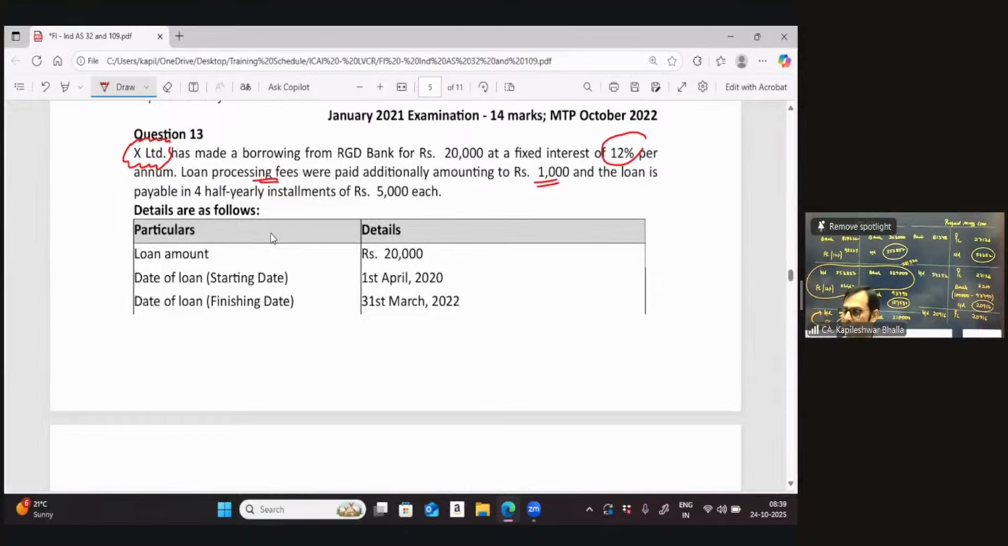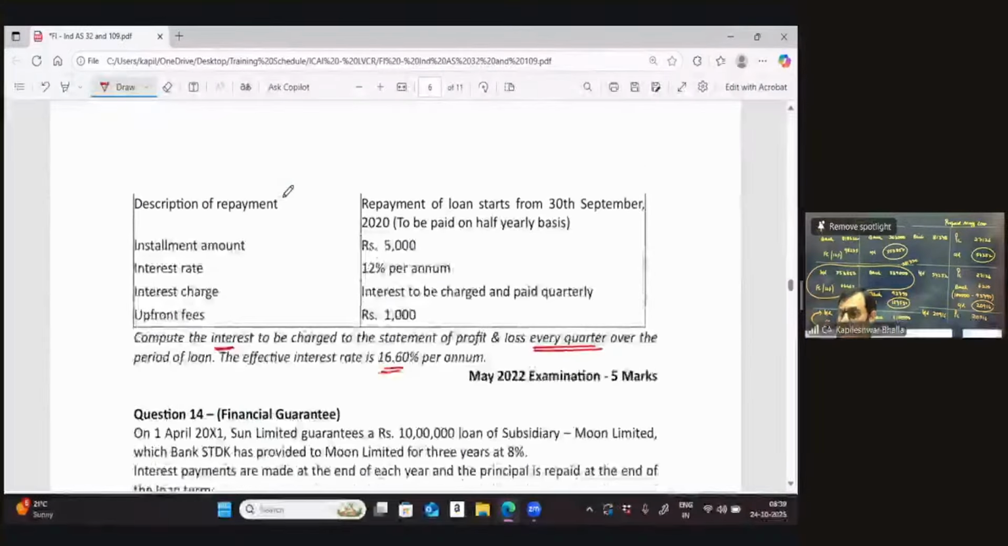And the loan is repayable in 4 half-yearly installments of 5,000 each. The loan starts in 2020, and the period of the loan is 2 years, so 2021, then 22. Sorry, it's paid in 2 years. The loan period is 2 years, but it's payable in 4 equal half-yearly installments of 5,000 each. Then he says the repayment starts on 30th September, and it is paid on a half-yearly basis. The interest is 12%, but that is paid quarterly.